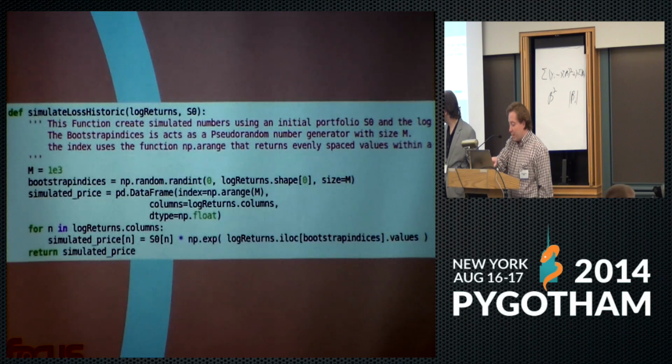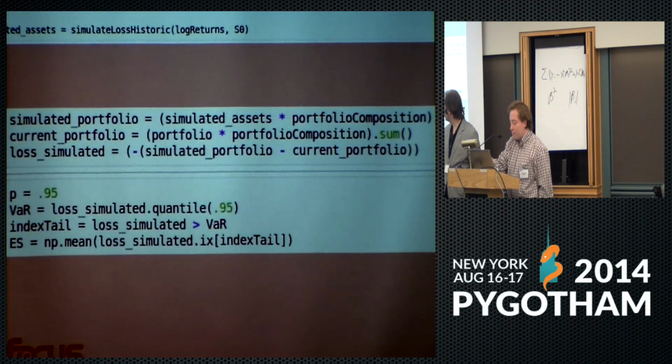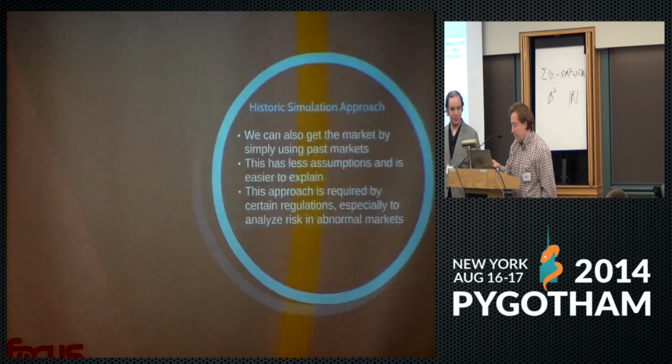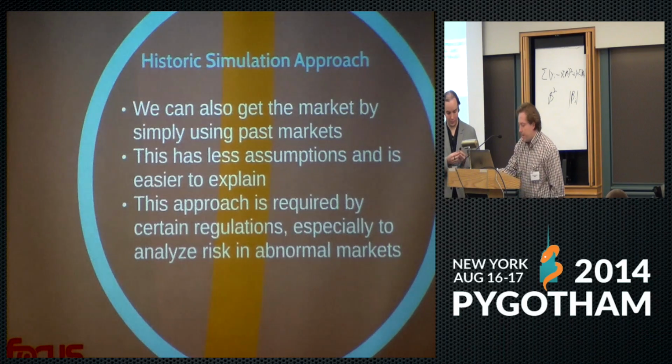You see the line simulated price n. You have the initial position, and then you have a set of bootstrapped indexes to generate some random number there, and then that's what we have. And finally, I compute the simulated loss with the simulated portfolio minus the current portfolio. Then I check the 95 quantile percentile, and that's how we compute value at risk.